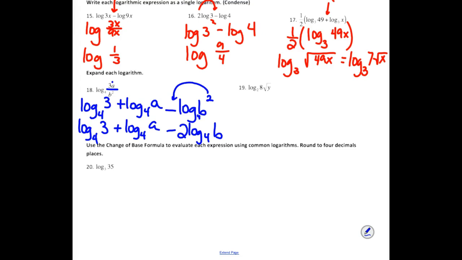All right, question 19. We have a product, the 8 and the square root of y are being multiplied together, so we're going to pull those apart as addition.